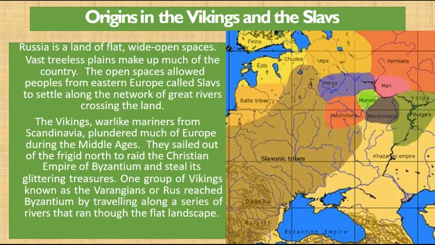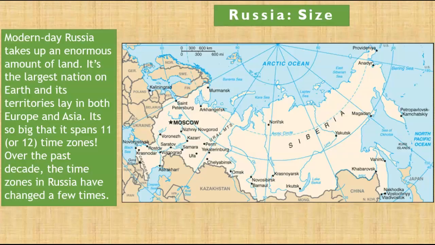One group of Vikings, known as the Varangians, or Rus, reached Byzantium by traveling along a series of rivers that ran through the flat landscape. And as we've talked about before, Russia is a huge, vast, wide, open space of land.